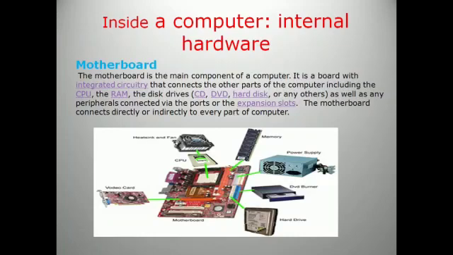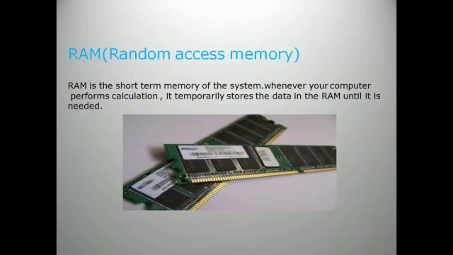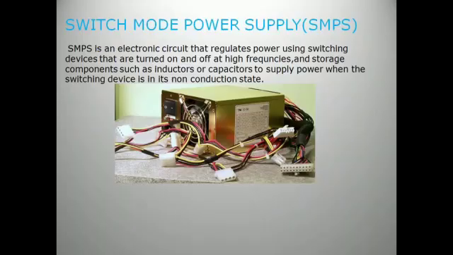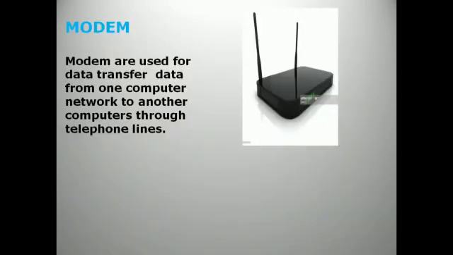Inside a computer, internal hardware. What we will find inside the computer case: motherboard, CPU and processor, RAM, hard drive, switch mode power supply, and ports, like the USB port which is used to connect external devices to the computer. Modems are used for data transfer from one computer network to another through telephone lines. It is used for internet connection. So up to that topic we have completed in the previous classes.